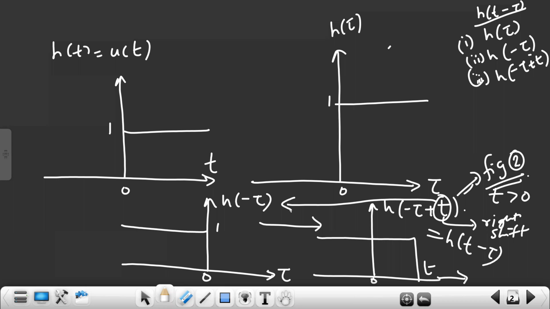Any idea? Tell me. If t is negative, how will h of minus tau get shifted, either towards left or towards right? Sir, it would go left. Yes, it would go left. So you just plot a left shift, that is, the signal h of minus tau will shift towards left by t units.